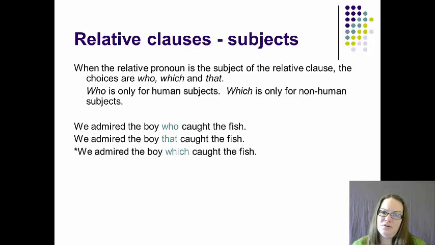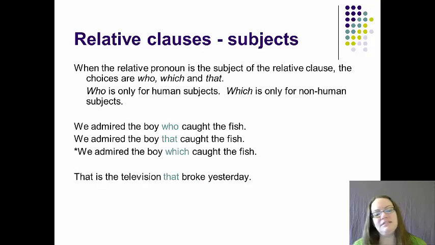Okay, tell if your mental grammar says that this one's okay. We admired the boy which caught the fish. My mental grammar says that that's not okay. And in this case, the reason why is because the boy is a human, and we only use which when we're talking about things.